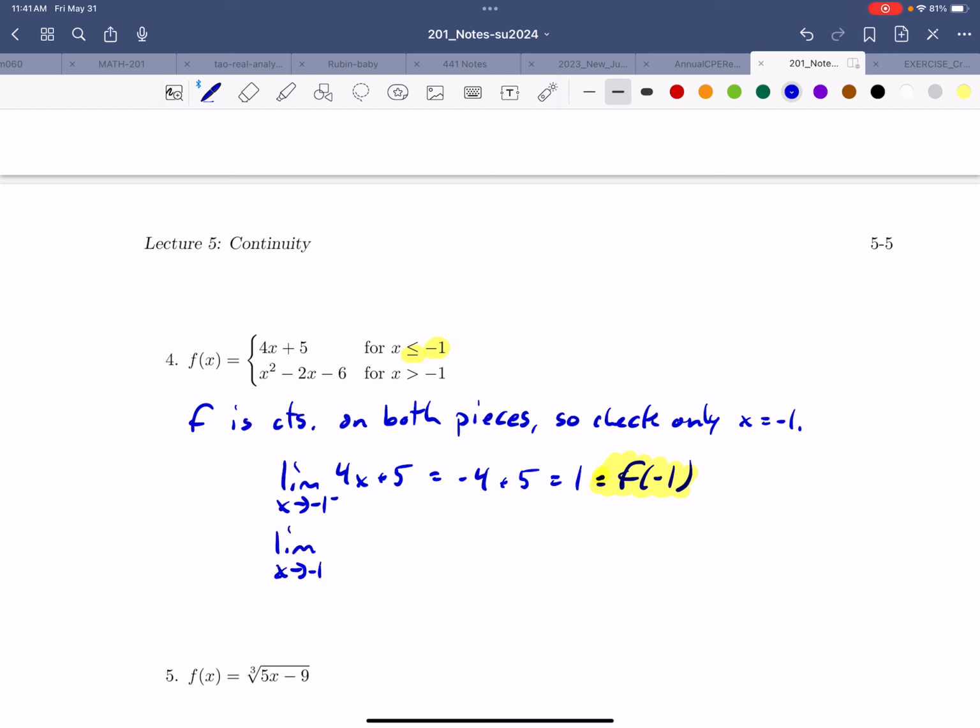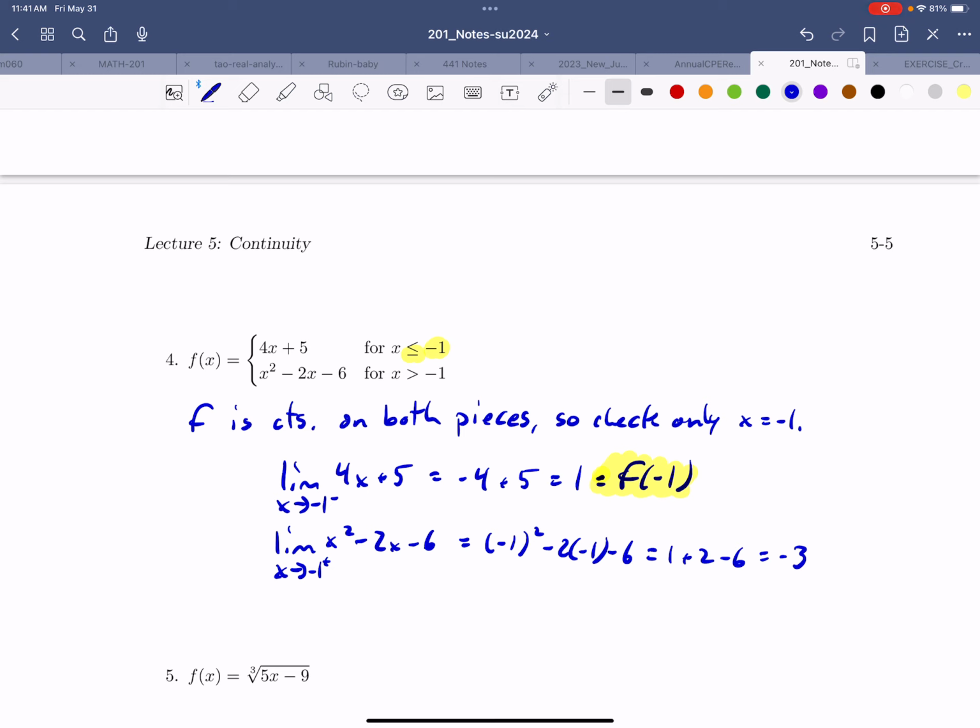And then the limit as x approaches -1 from the right of f of x is going to be this. And again, we just plug it in. Notice that taking the limits in this case is not actually very hard. It's more just knowing what to do. So this is going to be 1 minus, plus 2 minus 6 equals -3, I guess.